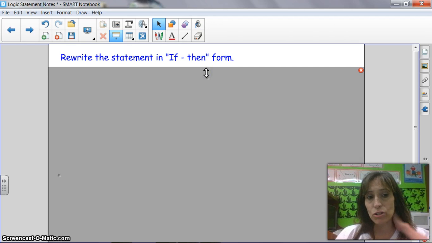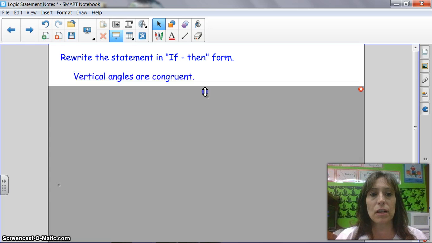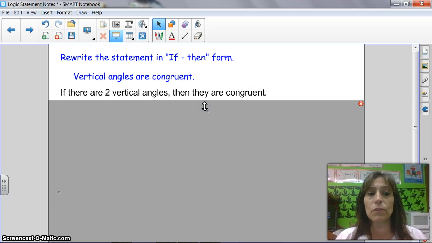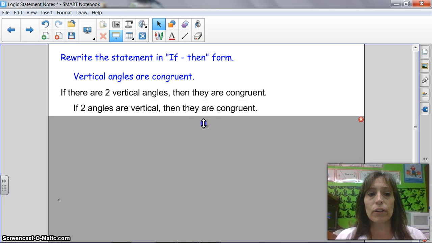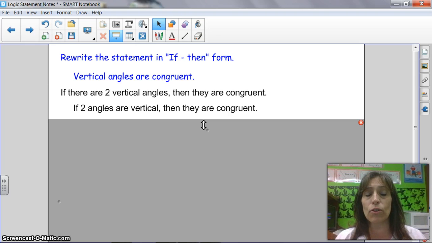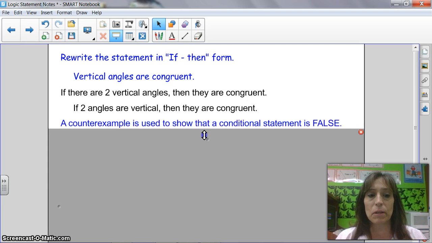And I want you to actually try rewriting the statement in if-then form. So I'm just going to give you a statement, and then you're going to get to rewrite it as a conditional statement. So here's the statement. Vertical angles are congruent. So I would change that to an if-then statement. You can actually do this one two ways. You could say, if there are two vertical angles, then they are congruent. Or you could say, if two angles are vertical, then they are congruent. But either way, you've changed it to a conditional statement.